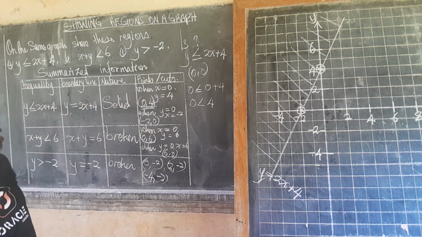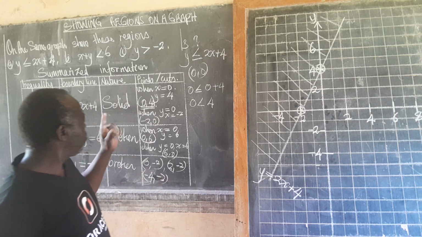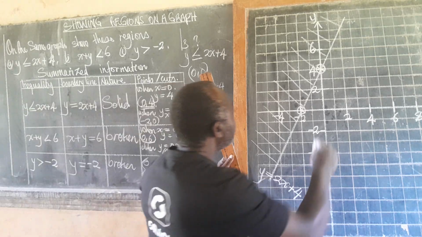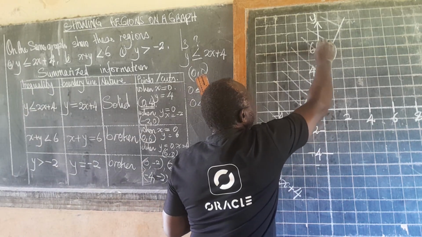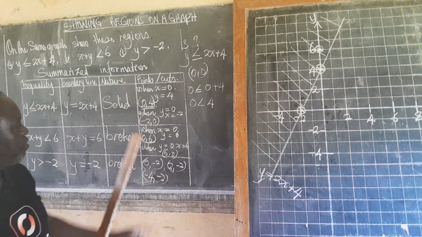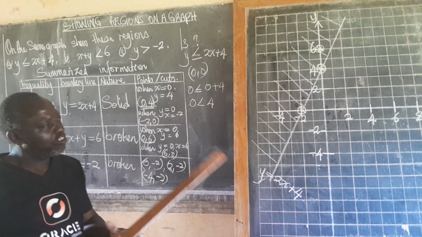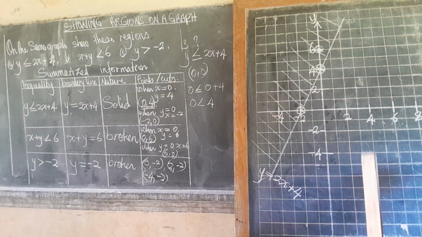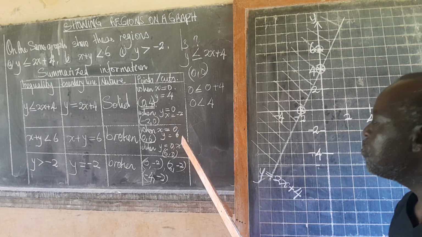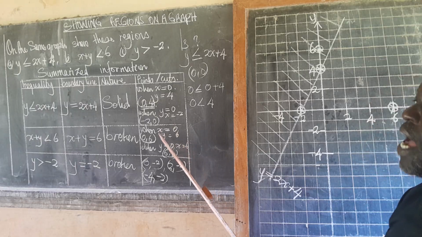Then we are moving to the second one. The second one also, we are moving from this side. We have (0, 6), which is this one. Then we come to (6, 0), which is this one. Those are the intercepts. Then after that, we have to join them with a line.